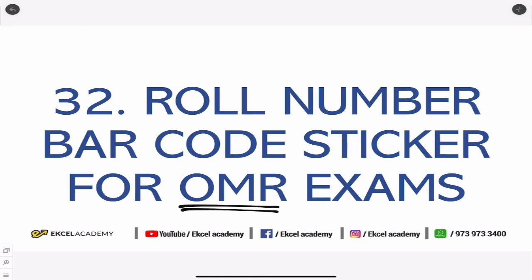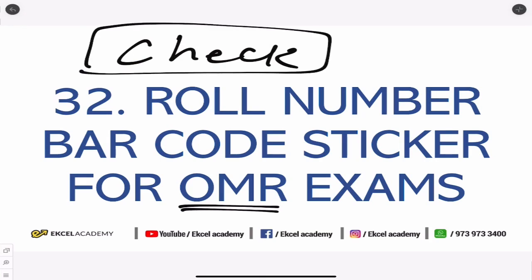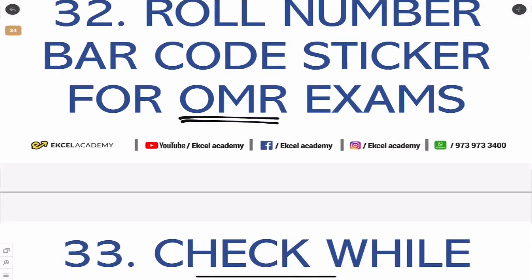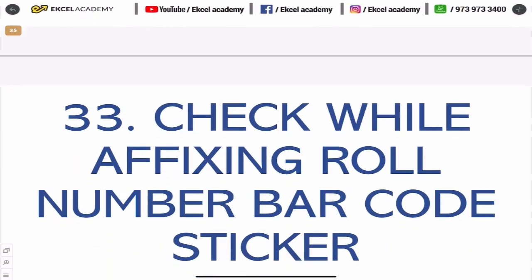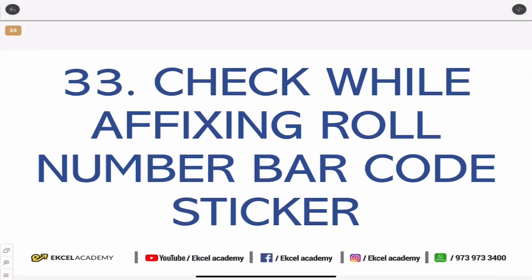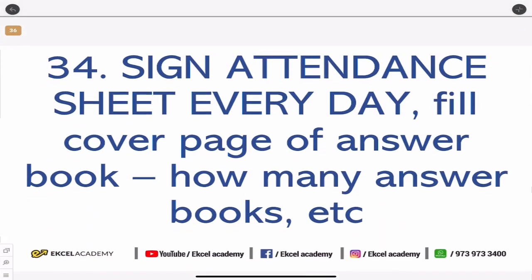Roll number barcode sticker for OMR exam. So there will be a roll number barcode sticker. Please check whether you put it, or whether the invigilator puts it. Please check that the correct barcode you are sticking on the OMR sheet. Otherwise, you won't even get your result. Check while affixing the roll number barcode sticker. So check properly. Same thing I've told again.